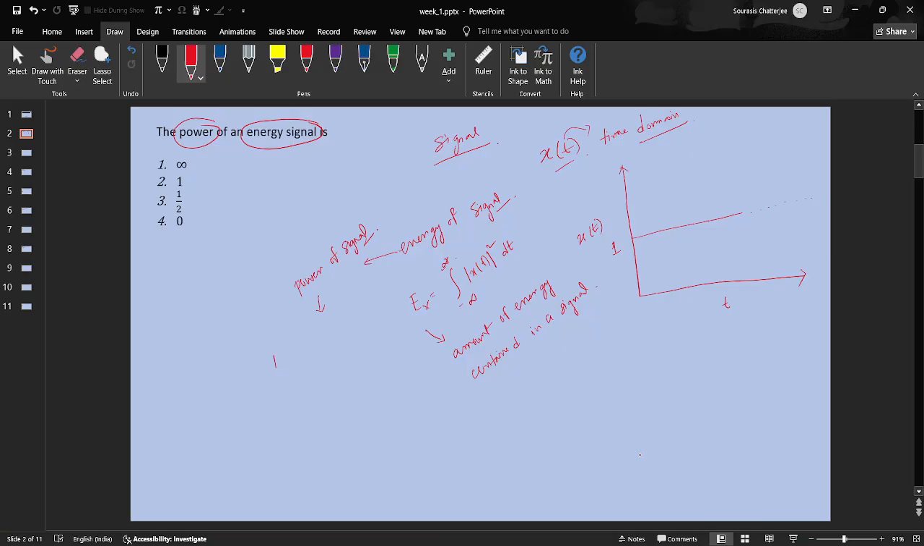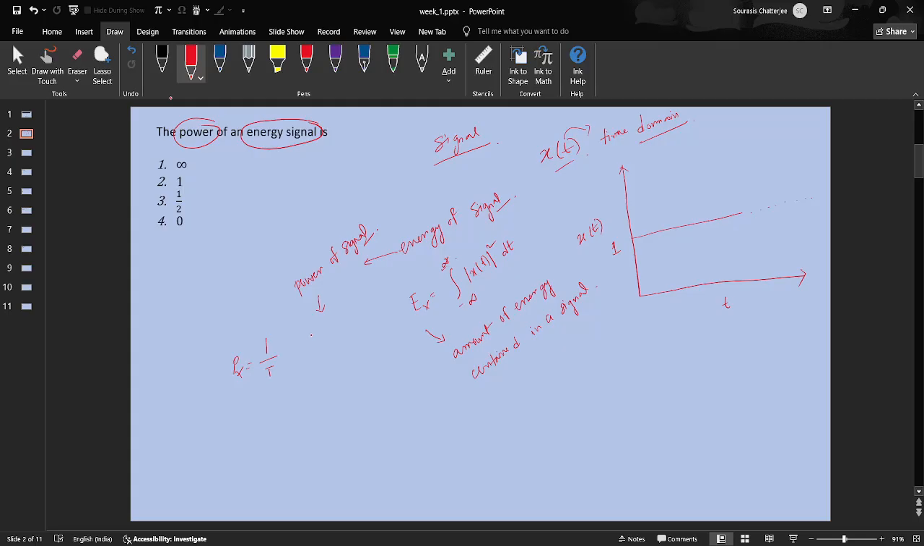So for power of signal, the idea is something that we denote by px. So we are basically looking for the energy over a certain period here. So let's say the period we are talking about is t.